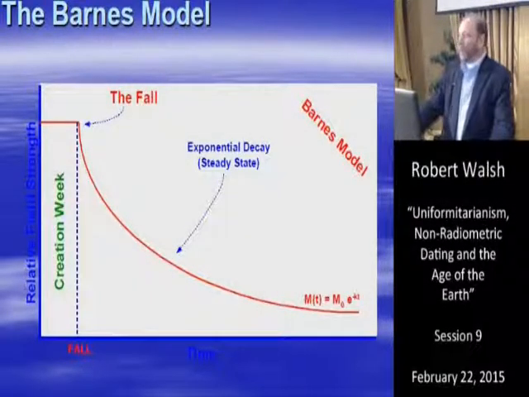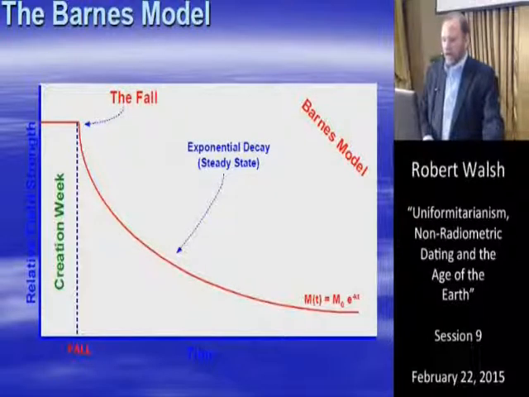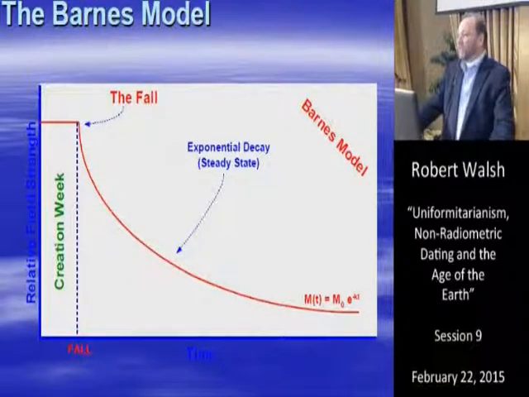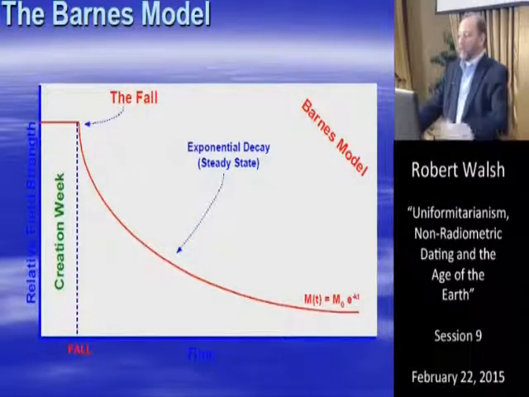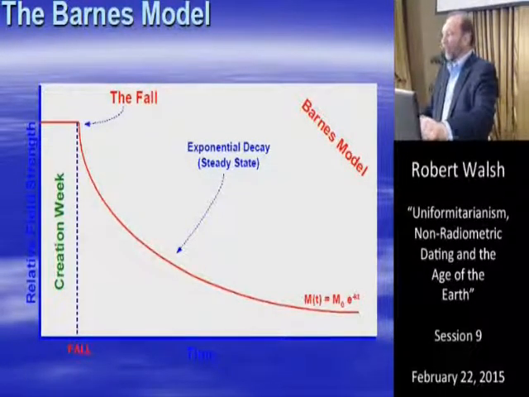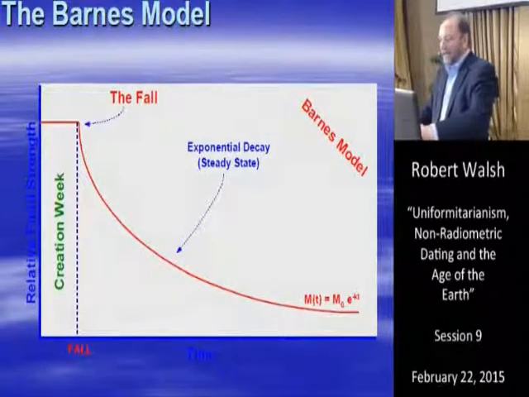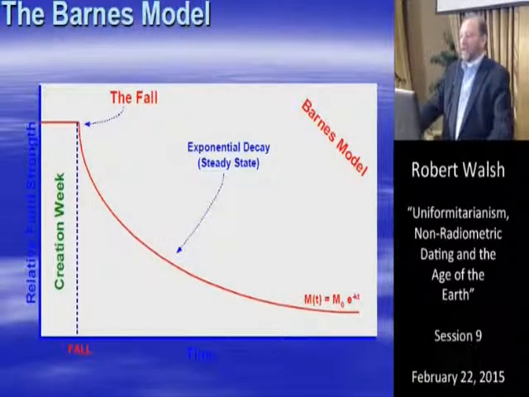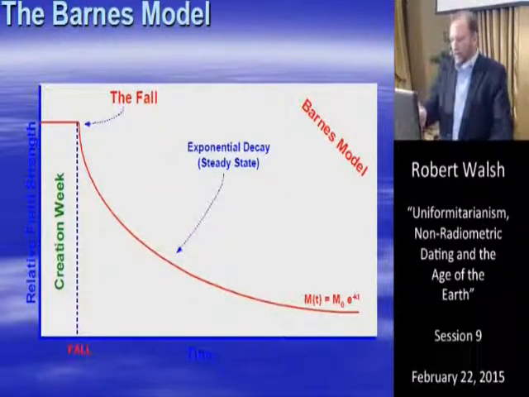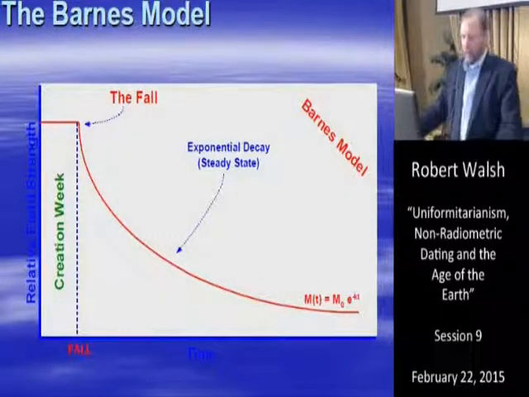M sub 0 is the value of the field when it started decaying. So that would be the value of the field according to Barnes' model at the fall. And the little k in the exponent there is the rate at which it decays. Okay, that's related to the half-life. So all of that forms this nice little curve that we see before us.